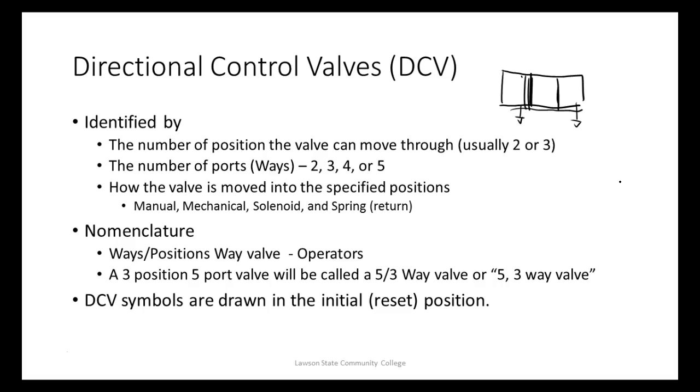The number of ways, how the valve is moved into position. So we have what? We have manual, we have mechanical, we have solenoid, and we have spring. The nomenclature is you say the number of ways, so that's the port. So ways are also called ports, but basically ways is the ways that the fluid can flow. So every port would be considered a way. But the way we say is we say ways, position, then we say what? Way. Does that make sense?